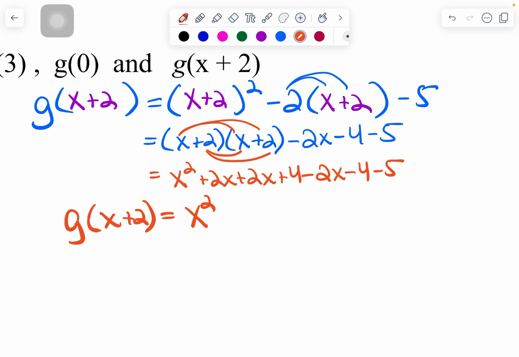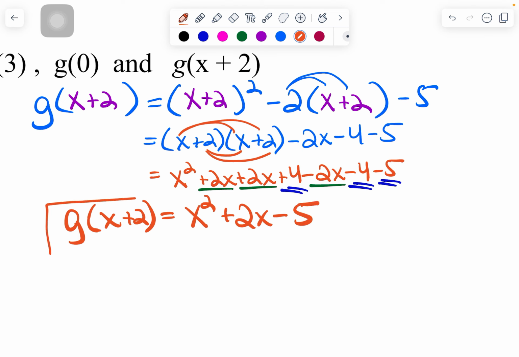However, give me a pen here in a different color. However, I've got positive 2x, and then minus 2x. So 2 plus 2, let me get back to my orange here. 2 plus 2 is 4. 4 minus 2 is back to 2, so plus 2x. And then I've got a positive 4, minus 5. So 4 minus 4 is 0. 0 minus 5 would be negative 5. And that is the simplified form, the evaluated form for g of x plus 2.